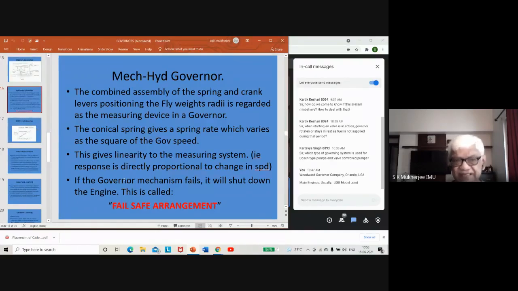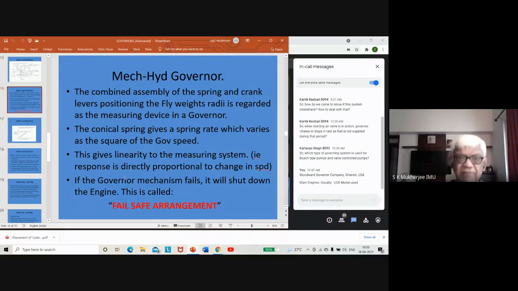Whatever change in speed is there, there has to be a proportional response. So it requires some linearity. That is why you need a conical spring in place of a normal spring. A normal spring, if you load it with, say, 5 kilos, it goes down by 1 centimeter. Now that same spring, you load another 5 kilos. Will it go down by 1 centimeter? It will not. It will be 0.8 centimeters. Then as you keep adding weights one after another, the compression will be lesser and lesser till it comes to an end where much more than 5 kg will be required to give any compression.